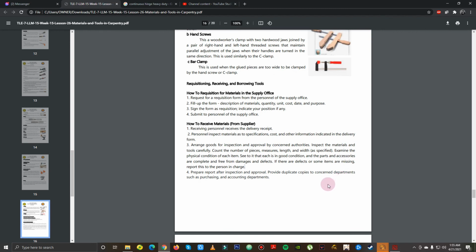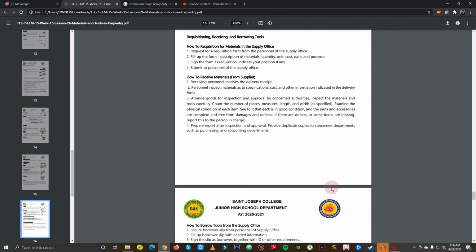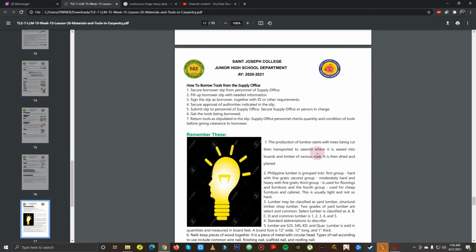Inspect the materials and tools carefully, count the number of pieces, measure length and width as specified by the requisition form, examine the physical condition of each item, see to it that it is in good condition and the parts and accessories are complete and free from damages and defects. If there are defects or some items are missing, report this to the person in charge. Fourth is prepare a report after inspection and approval. Provide duplicate copies to concerned departments such as purchasing and accounting departments.